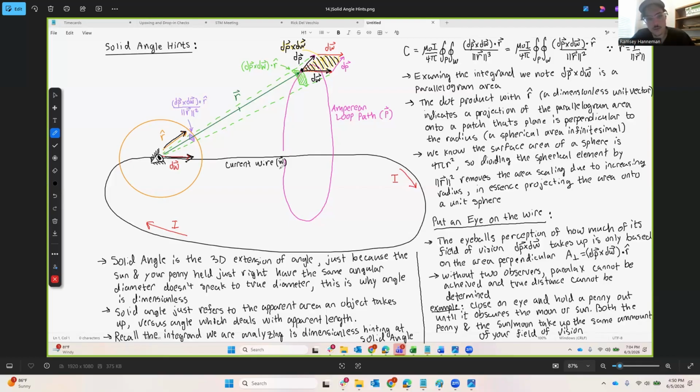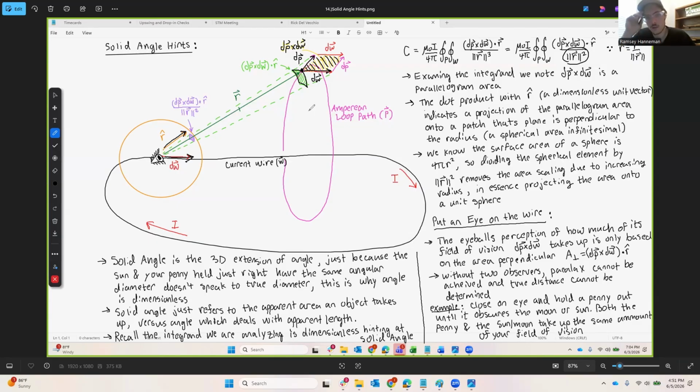And so when you dot this area with the radial vector, it actually projects it onto the surface of a sphere. Look at that. And then the radius, the magnitude of r squared, that's actually exactly how areas scale, right?